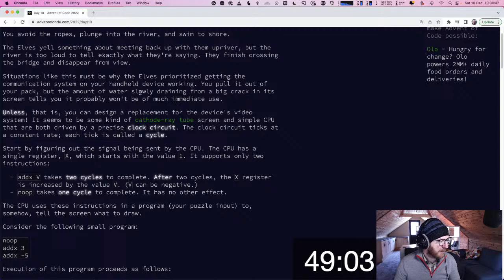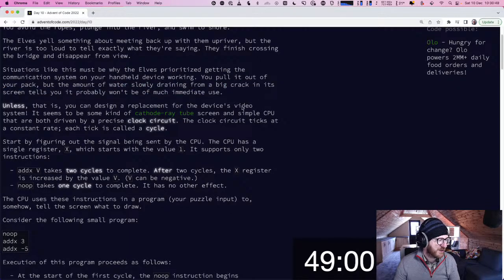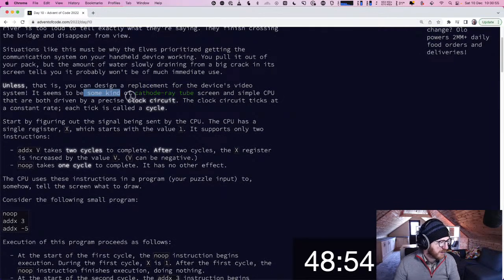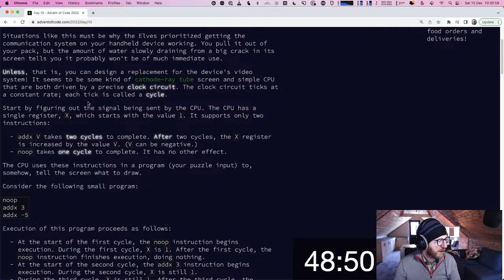You pull it out of your pack, but the amount of water slowly draining from a big crack in the screen tells you it probably won't be of much immediate use unless you can design a replacement for the device's video system. It seems to be some kind of cathode ray tube. I used to have one of those back in the 80s. And simple CPUs are driven by a precise clock circuit. The clock circuit ticks at a constant rate. This makes me think I'm going to need modular arithmetic, but we'll see.